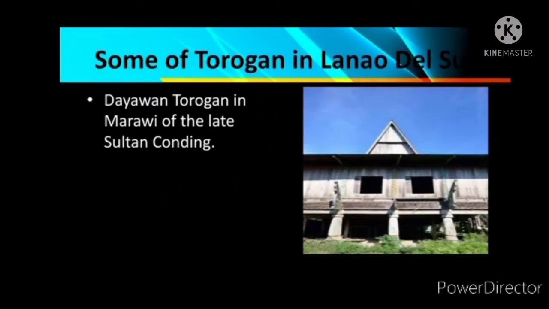Some of the Torogan in Lanao del Sur. First is the Yawan Torogan in Marawi of the late Sultan Condeng. This is the first Torogan in Marawi, of the late Sultan Condeng. It was originally built around the 1740s. It stood witness to the various episodes of battles in Lanao. It is also listed by the National Historical Commission of the Philippines as a National Historical Landmark.